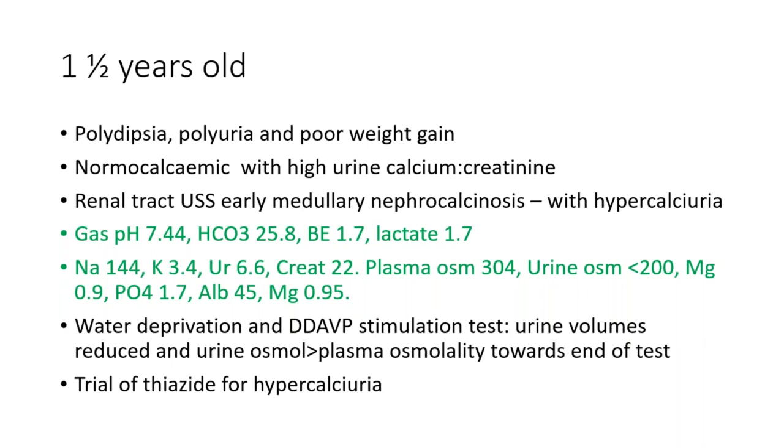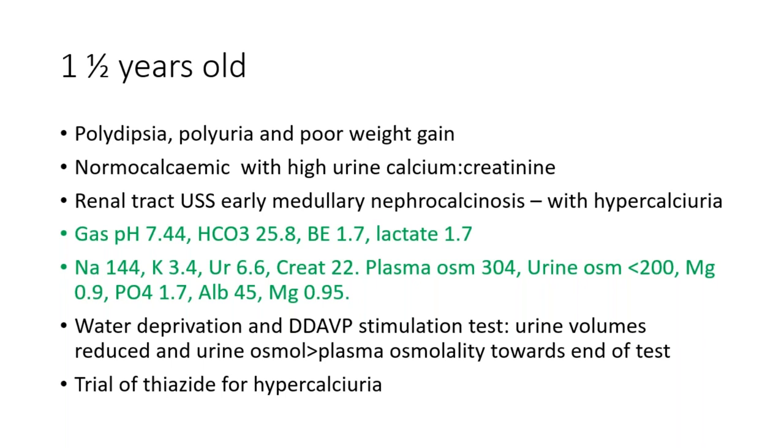They did the water deprivation test and determined that the urine volumes did reduce when they deprived them of water, and the urine osmolality was able to rise above that of the plasma osmolality towards the end of the test. So they had an intact urine concentrating mechanism, and the child didn't have diabetes insipidus. They've done quite a few tests: a short synacthen test, which was normal, and a water deprivation test, which was normal. They've got a child here with nephrocalcinosis.